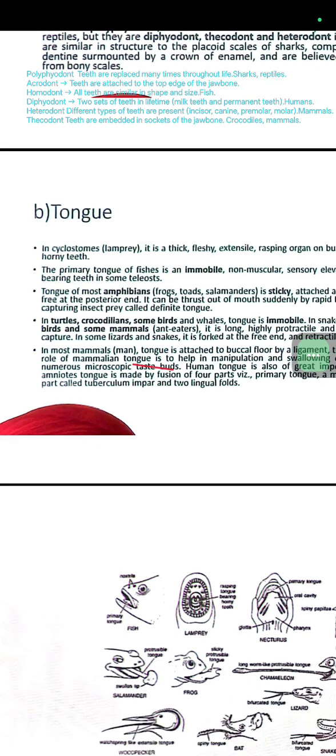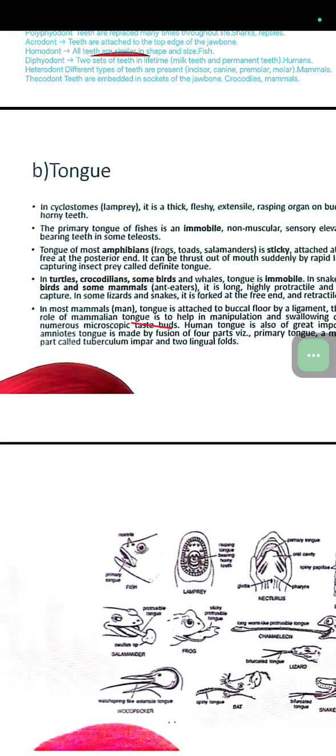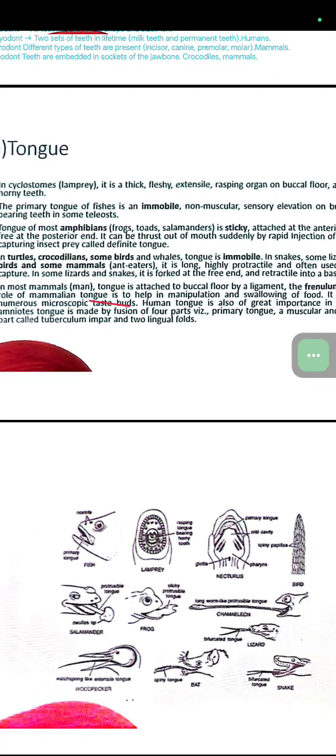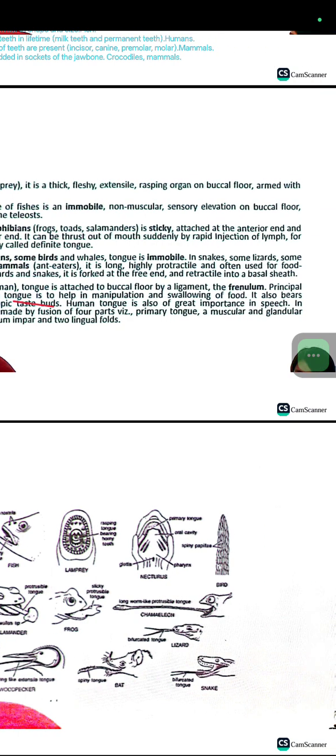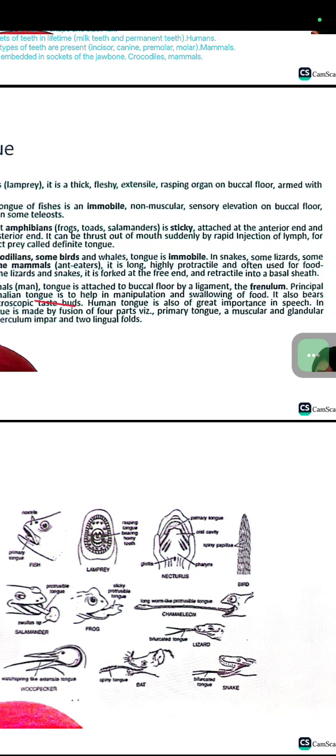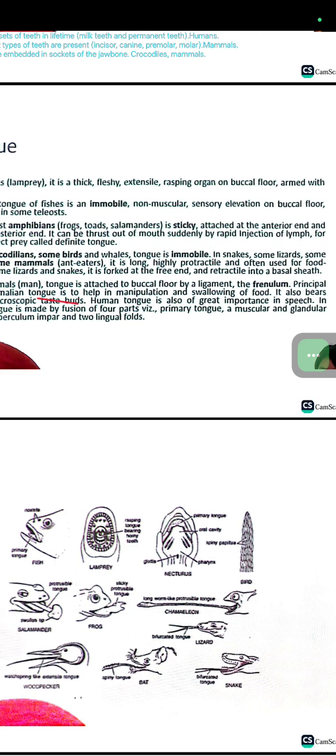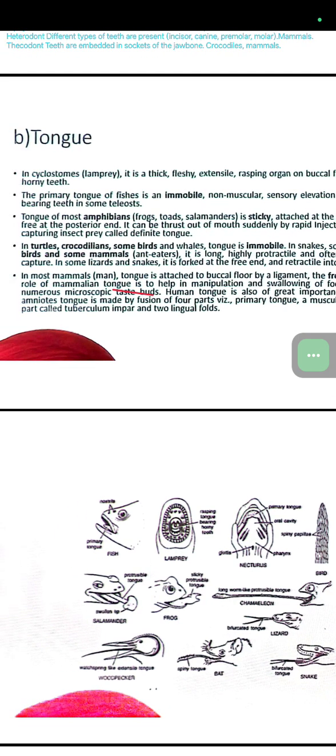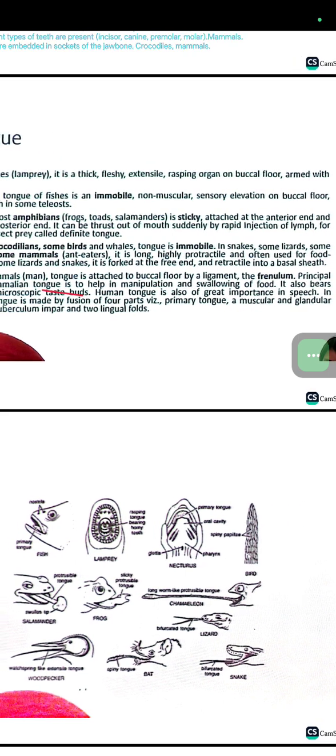The tongue of most amphibians is sticky, attached to the anterior end and free at the posterior end. It can be thrust out of the mouth suddenly by rapid injection of lymph, capturing insect prey, called a protrusible tongue. In turtles, crocodiles, some birds, and whales, the tongue is immobile. In snakes, some lizards, some birds, and some mammals, it is long, highly protractile, and often used for food capture. In some lizards and snakes, it is forked at the free end and retractile into a basal sheath.